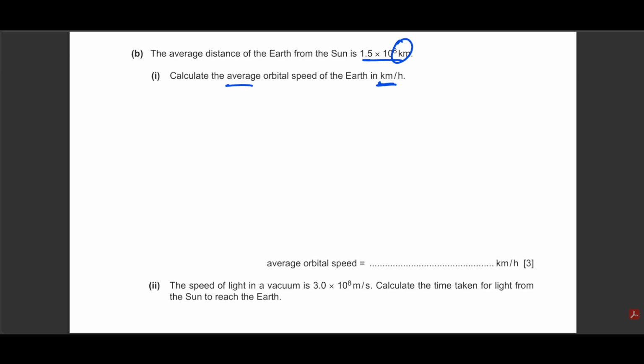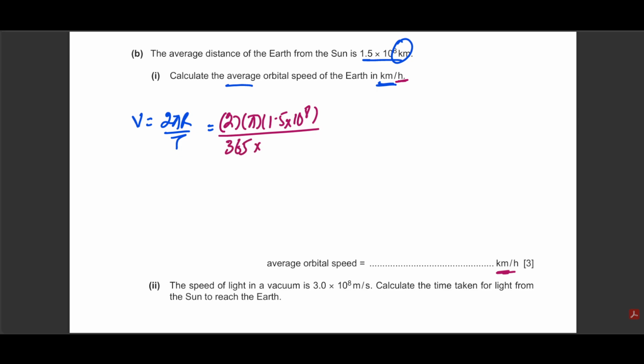The average orbital speed. So this will be V equals 2 pi r divided by t. I will leave the kilometers as it is because the question requires it to be in kilometers per hour. So 1.5 into 10 raised to the power 8. Now, how much time do we have in hours per year? Because that's the amount of time taken.